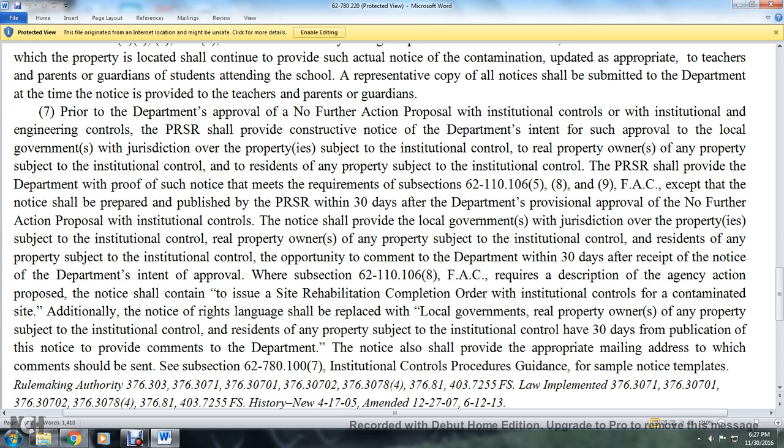Rulemaking Authority 376.303, 376.307, 376.30701, 376.30702, 376.30781, 403.4032, 403.755, Florida Statutes. Law Implemented 376.3071, 376.30701, 376.30702, 376.3074, 376.81, 403.255, Florida Statutes. History: New April 17, 2005, amended December 27, 2007, June 12, 2013.